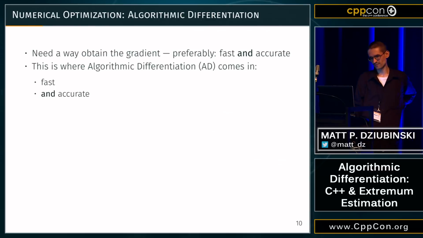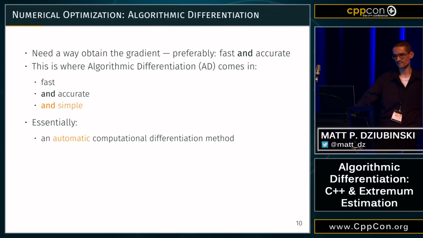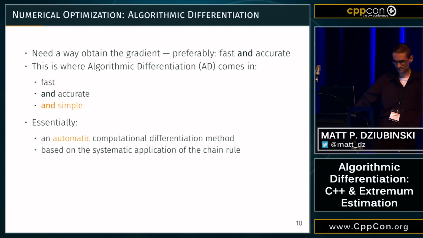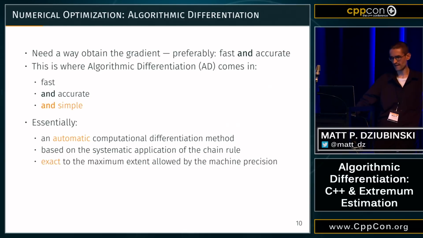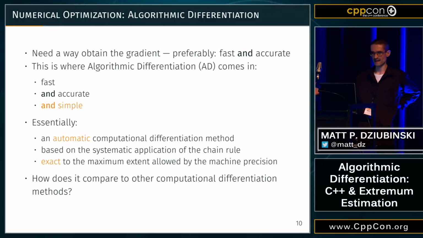And it would also be nice if it's simple. So that's essentially the idea behind algorithmic differentiation. It's automatic, it only uses the chain rule, which I'm going to explain, and it's also as exact as it can be on a computer. So when I say exact, that means there is probably something that is not as exact.